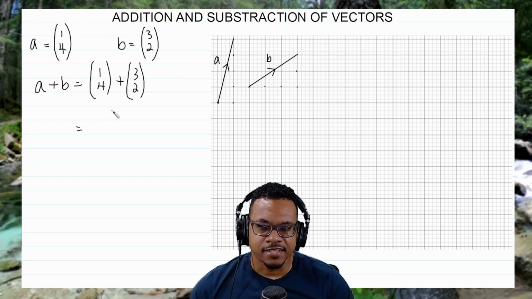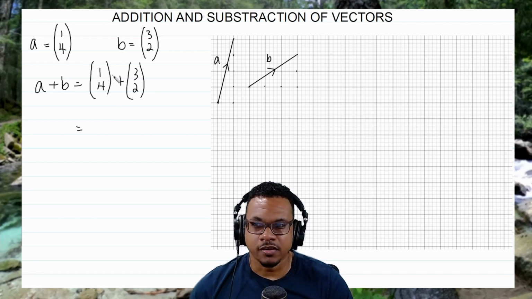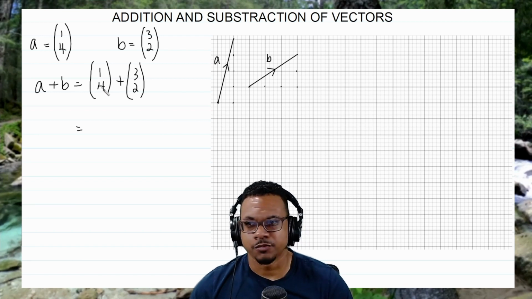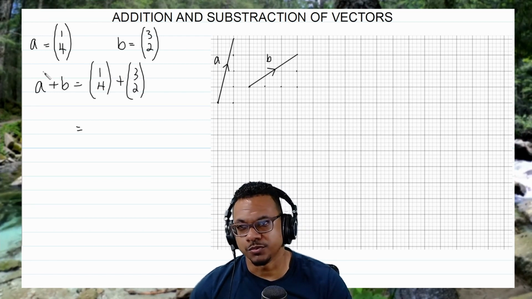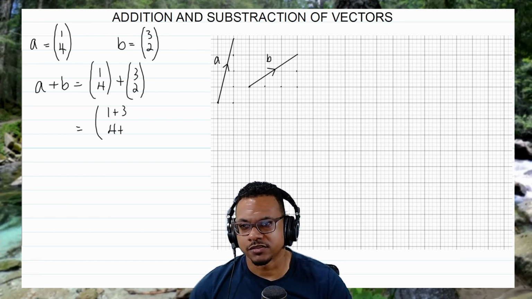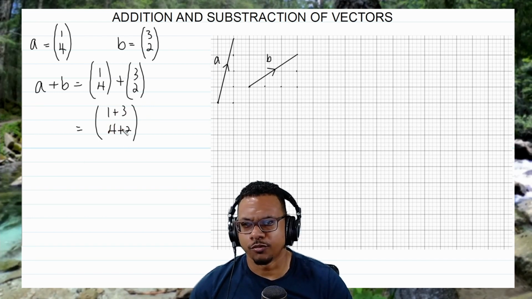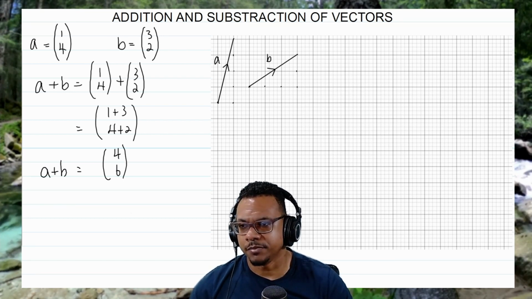So I'll add the x components together, so that'll be the 1 plus 3, and I'll add the y components together, which will be 4 plus 2. So I'll have the vector (1 plus 3, 4 plus 2). So 1 plus 3 is 4 and 4 plus 2 is 6. So I'll have the vector (4, 6). And that will be A plus B.